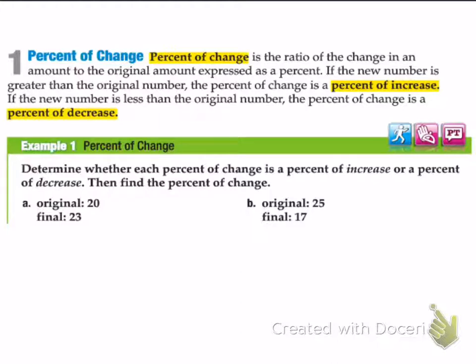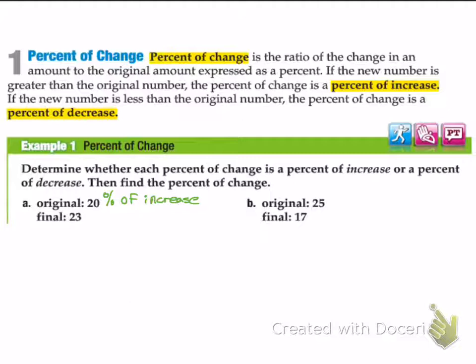So let's get to an example. It says determine whether each percent of change is a percent of increase or percent of decrease. You can look at just the numbers that they give you in letter A. Original is 20 and the final is 23. Obviously it's a percent of increase. So the number is going to get higher, and we need to figure out by how much percent it increases.